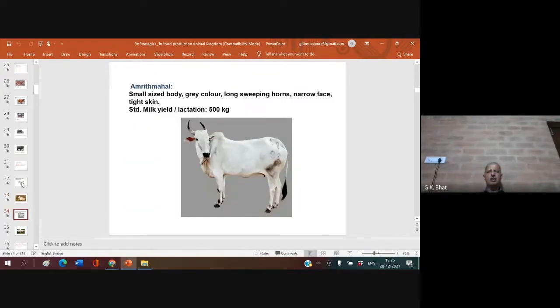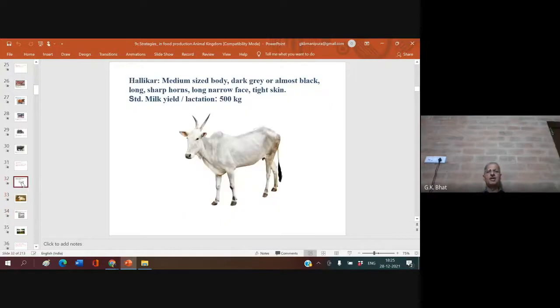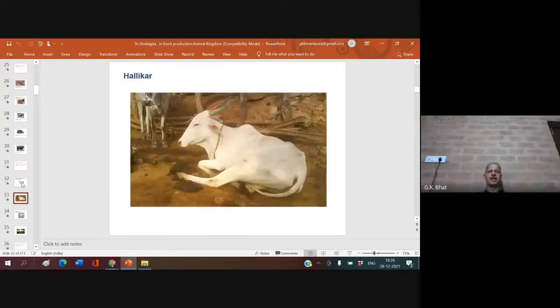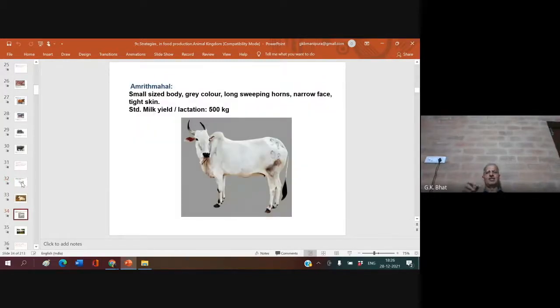Look into the pattern of the horn, okay? See how it is sharp and long, directed upwards at the tip and directed inwards. So this is Amrit Mahal. Amrit Mahal also, the bullocks are very good in work, but the cows give little bit of milk. But remember, even this little bit of milk is of high value, okay? That's about a draught breed.